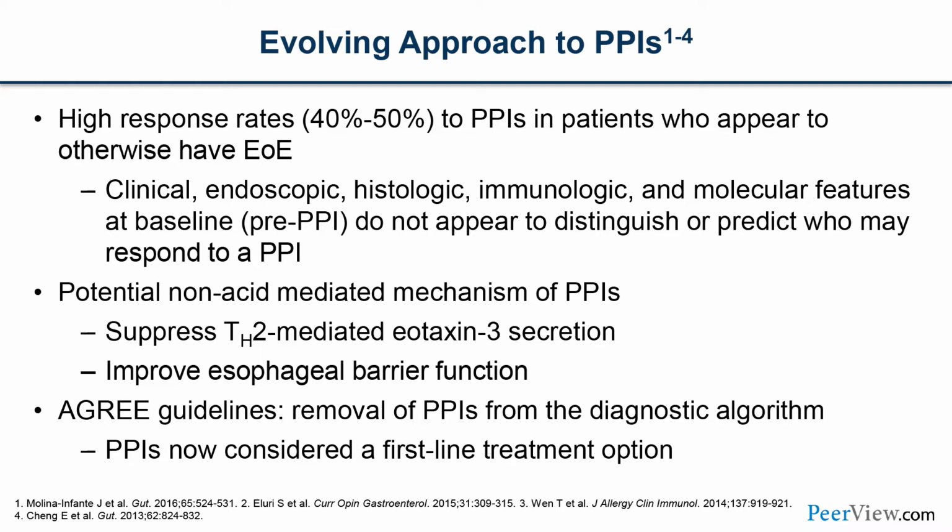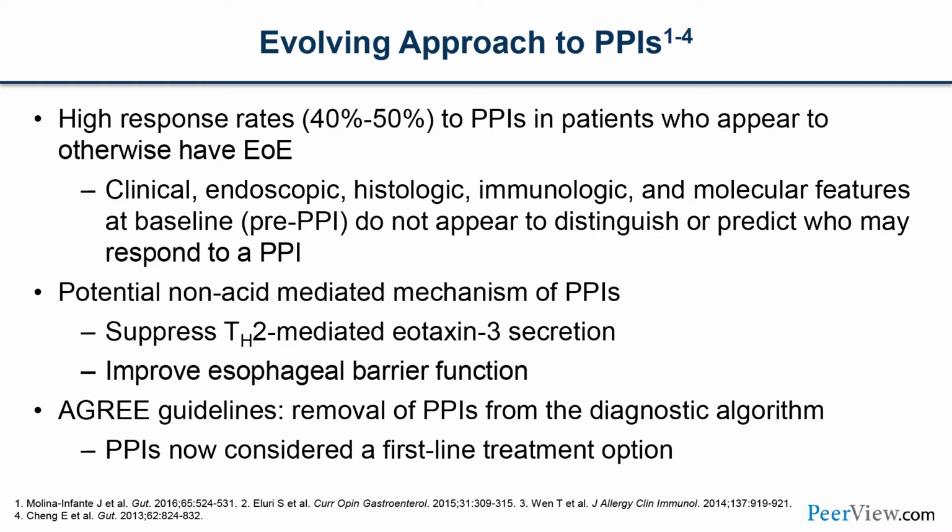There are high response rates to PPI therapy in patients who seem like they have EoE, not who seem like they have GERD. And a number of studies have shown that the clinical, endoscopic, histologic, immunologic, and molecular features at baseline, before the PPI trial, in these patients don't distinguish or predict who will respond to a PPI. There are new non-acid-mediated mechanisms of PPIs to explain their role in EoE, which are really interesting.